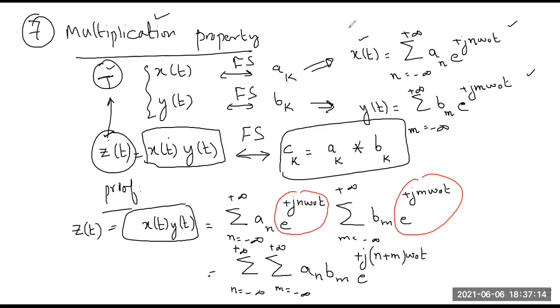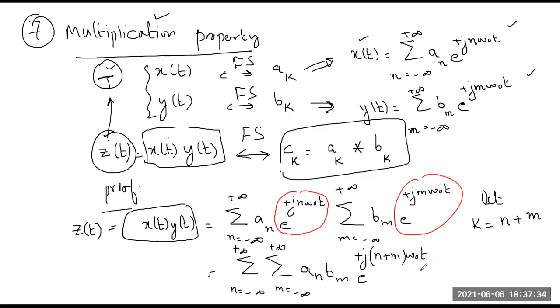And now let me introduce a new variable. So let's say that k is equal to n plus m. K is equal to n plus m.